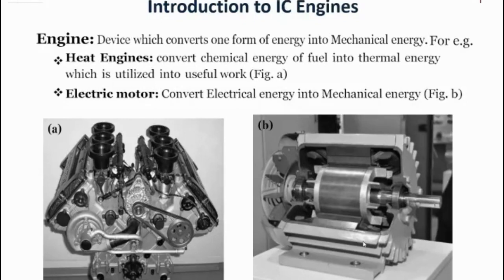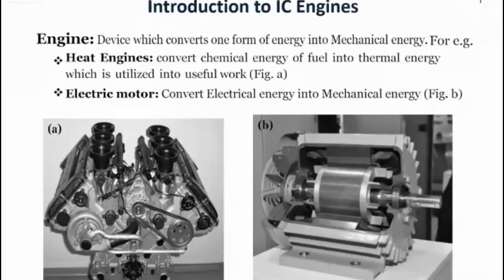As you can see in this figure, it's a V6 internal combustion engine from a Mercedes Benz. So what is V6? You can see it's in the shape of a V, and it has a total of 6 cylinders or 6 pistons. That's why it's called a V6 engine or V6 internal combustion engine. So figure A shows a V6 internal combustion engine.